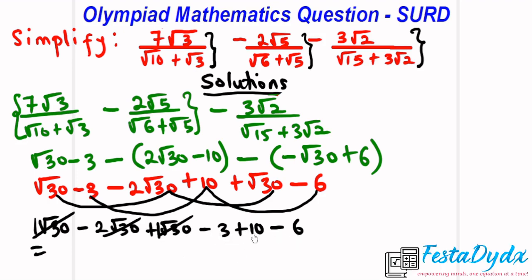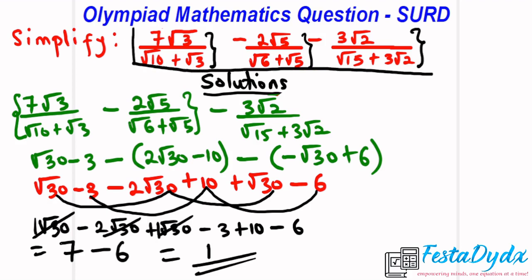So minus 3 plus 10 is giving us plus 7. 7 minus 6. So I hope you get what we did here. Minus 3 plus 10 is 7, and then our minus 6. So our final answer here is what? 1. 7 minus 6 is 1. So after we've simplified this question, we've been able to get 1 as our answer.